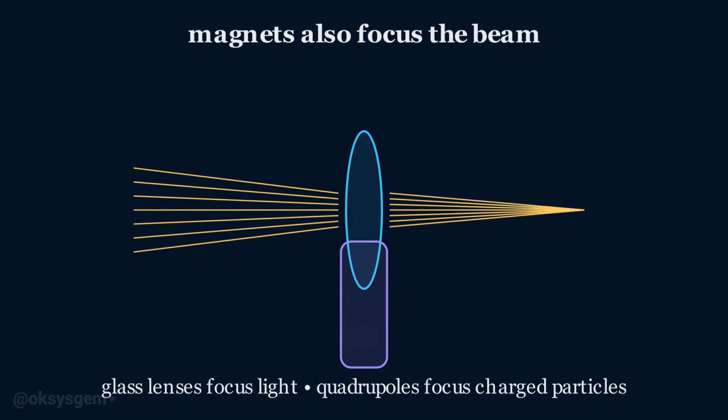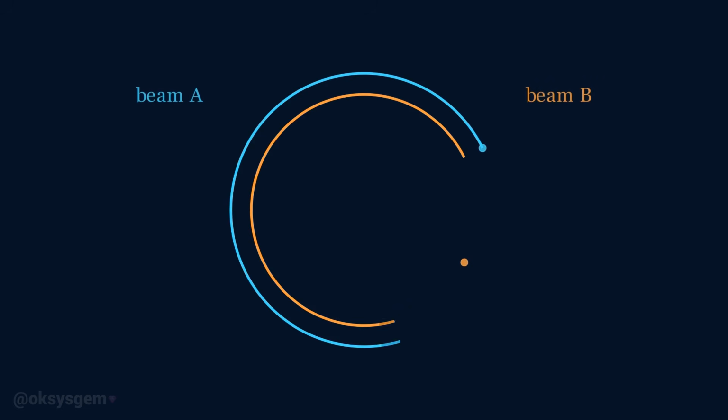Quadrupole magnets act somewhat like lenses for charged particles. They focus the beam in one direction, while behaving differently in the perpendicular direction. By arranging multiple magnets in sequence, engineers can keep the particle bunches tightly controlled. The accelerator therefore becomes a gigantic optical system, but instead of focusing visible light with glass lenses, it focuses charged particles using magnetic fields.